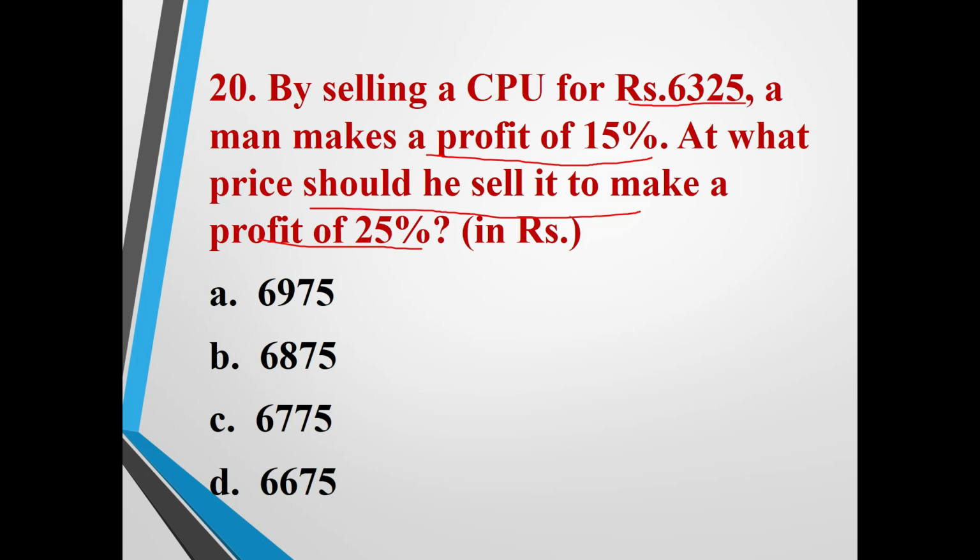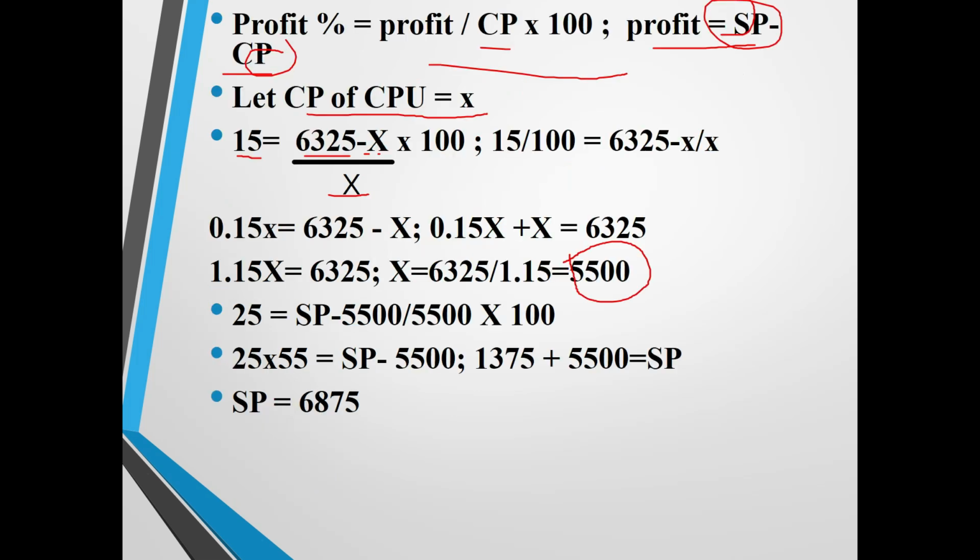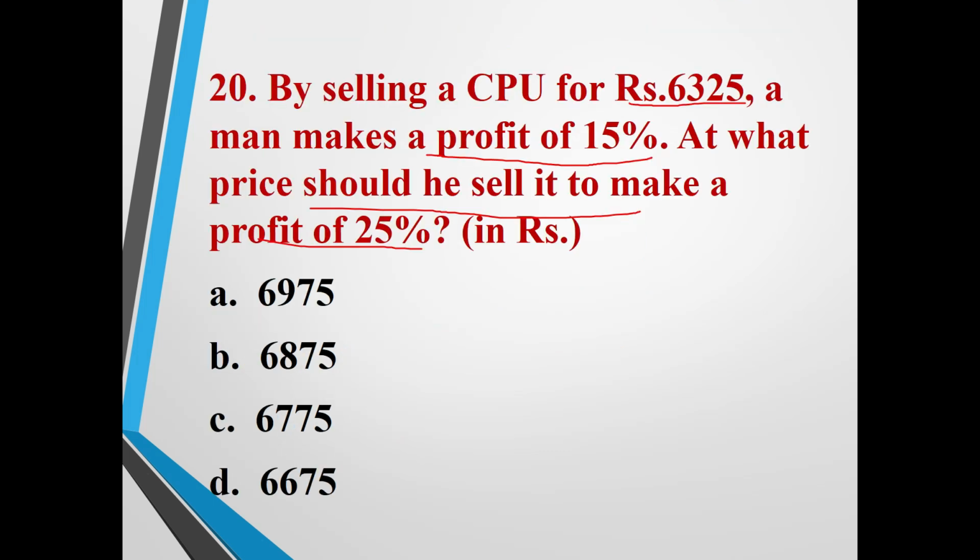Next we have to find out at what price should he sell it to make a profit of 25%? So 25 is the profit percentage, and here we don't know the selling price, but we have the cost price. So SP minus cost price, that is 5,500, divided by the cost price, that is 5,500, into 100, and while solving we will get the selling price as 6,875. So the answer is option B, that is 6,875.